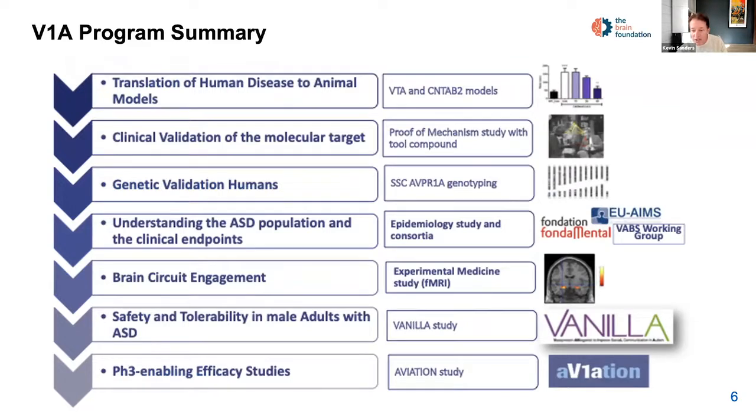This is the flow of our clinical program, which transitioned from animal models to the first human proof of mechanism study with a tool compound. It was followed by genetic validation studies and work to better understand our epidemiology, as well as a functional MRI study to better understand our mechanism of action. Then at the bottom here, you see our adult and pediatric phase 2 studies.